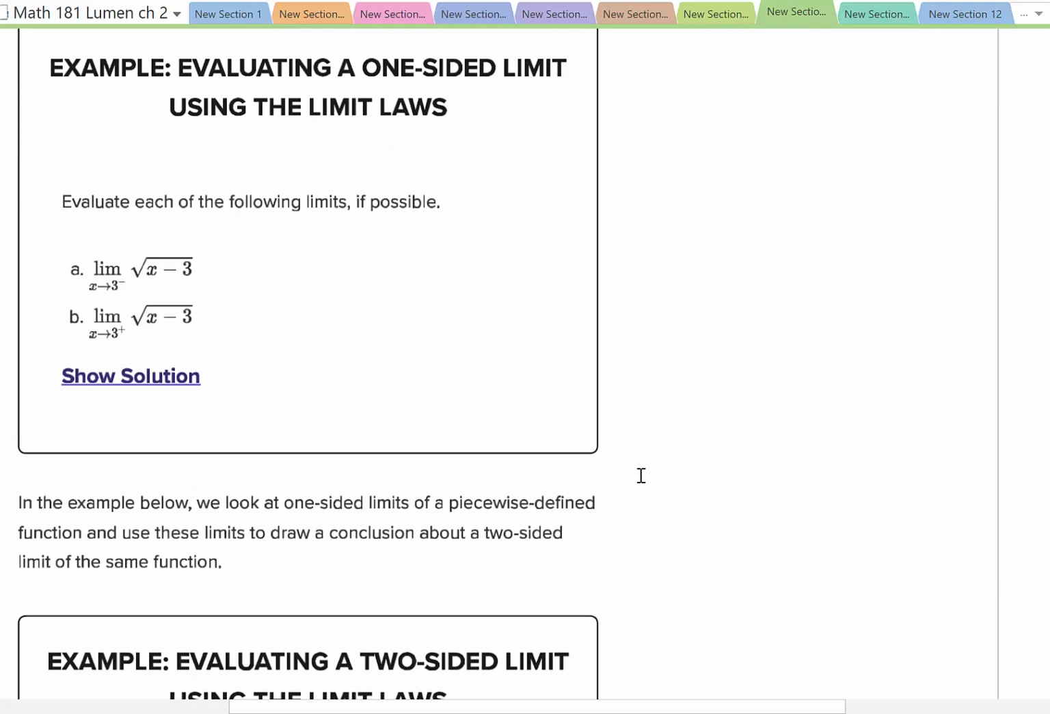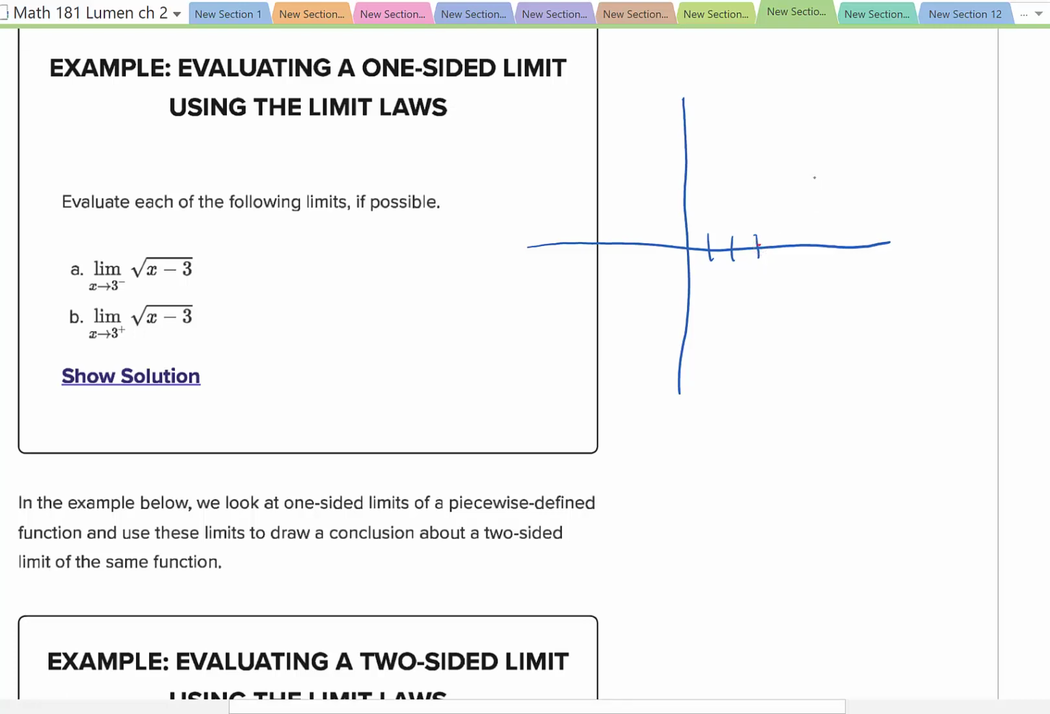Evaluate each of the following limits if possible. So what if we look at this? We have the limit as x approaches 3 from the left side of the square root of x minus 3 compared to the limit as x approaches 3 from the right side of the square root of x minus 3. So just looking at the graph, our square root of x minus 3 is going to be a radical, let's use the square root of x, but shift it over to the right by 3 units.